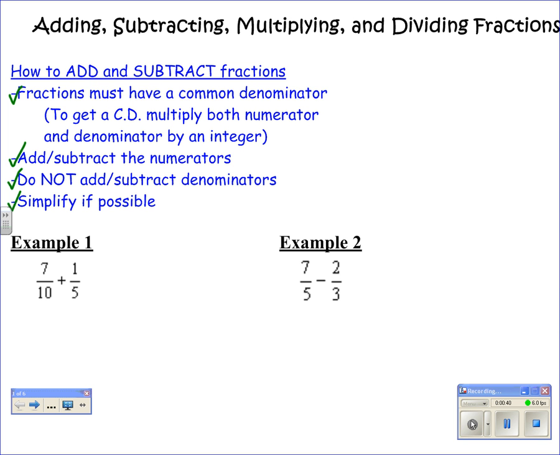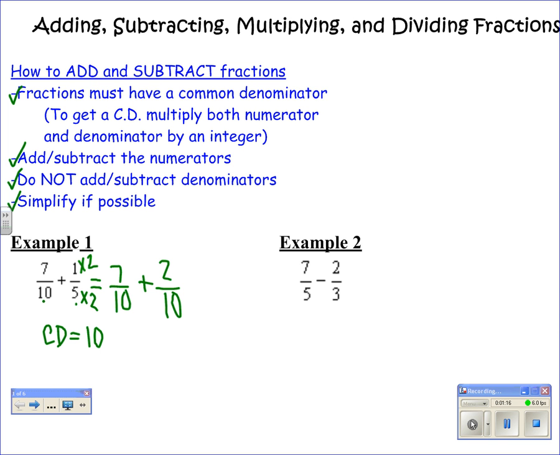So to start with example 1, I have the denominators of 10 and 5. A common denominator of 10 and 5 would be 10, because both 10 and 5 can divide into 10. Because my first fraction has a denominator of 10, I'm going to leave it as it is, 7/10. But for 1/5 to become a fraction with a denominator of 10, I have to multiply 5 by an integer. That would be, in this case, 2. If I multiply 5 by 2, I also have to multiply 1 by 2, which is 2.